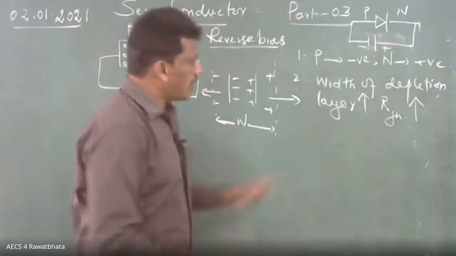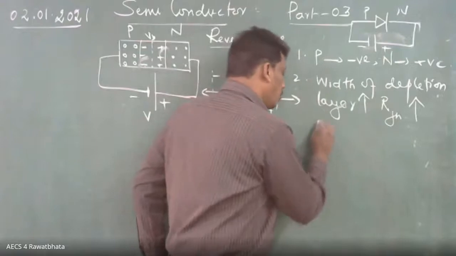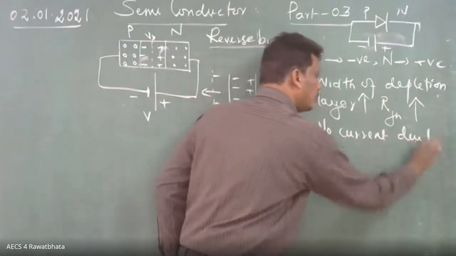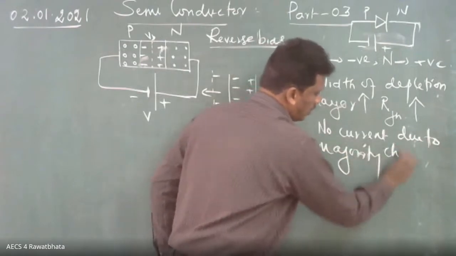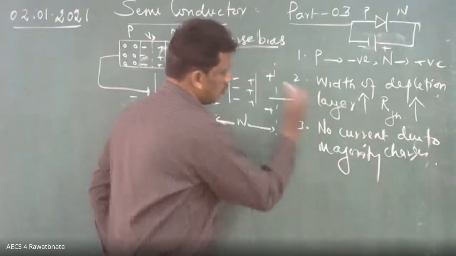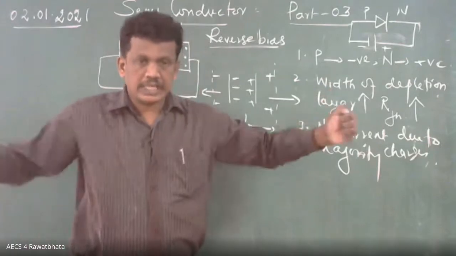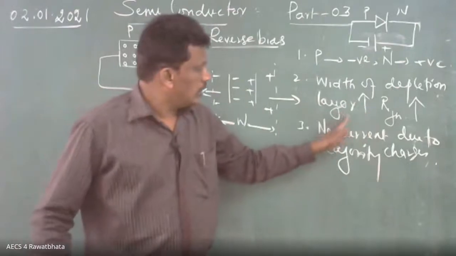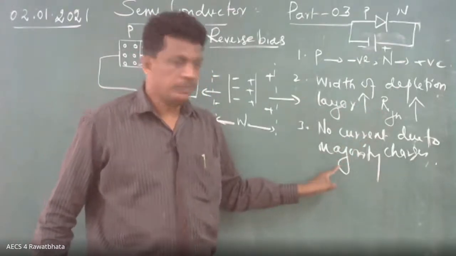So majority carrier, no current. No current due to majority charges. I think this is very clear. The width of the depletion layer increases, so naturally resistance increases. So no current because of majority charge carrier.